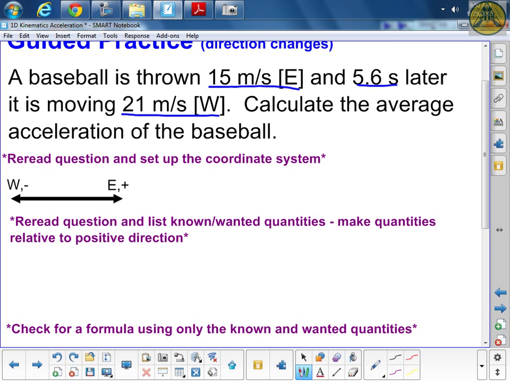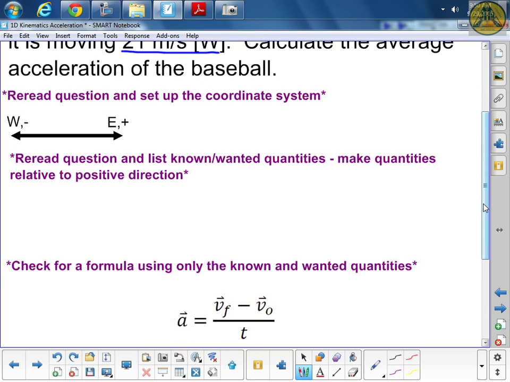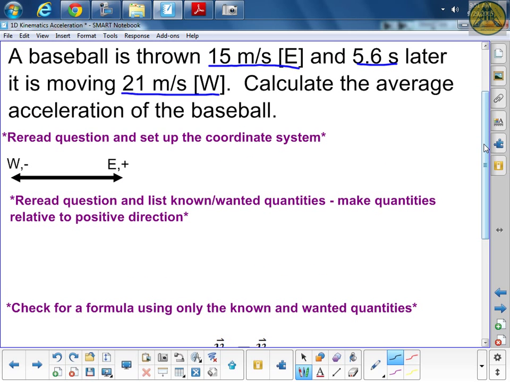So as always, reread the question again, write down what you want to know, and this is what's new, make quantities relative to the positive direction. So as I write down everything, if I write down a W, I've got to change that to an E for east. So I'm going through the problem again. First thing is initial velocity is 15 meters per second. I'm going to emphasize that it's east. Direction is really important now. Basically, from now to the end of the semester, direction is key.